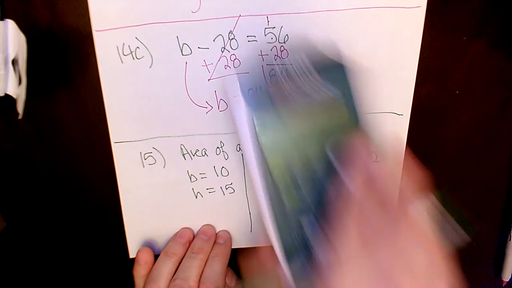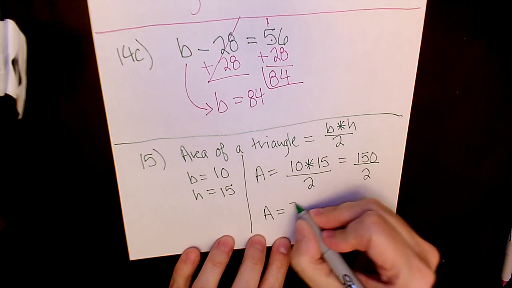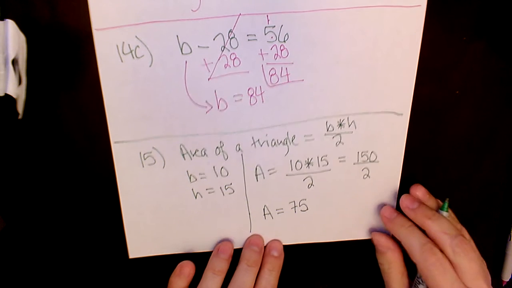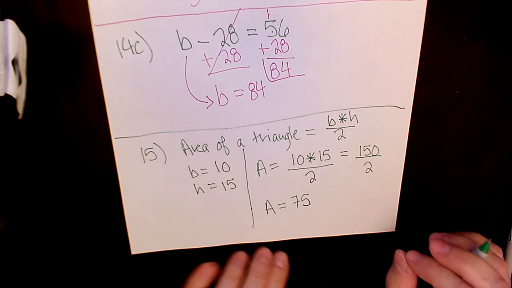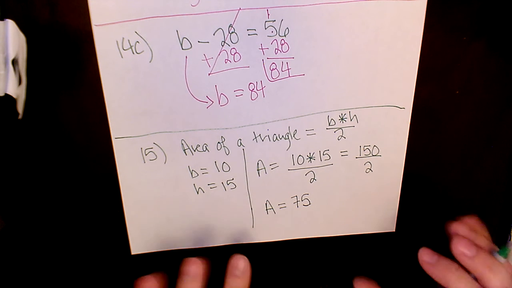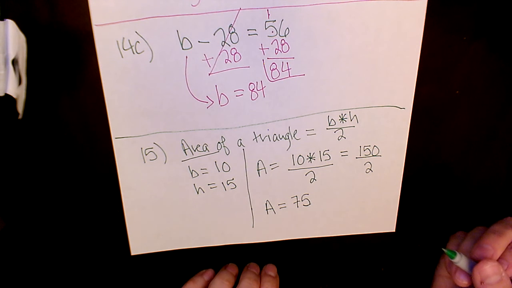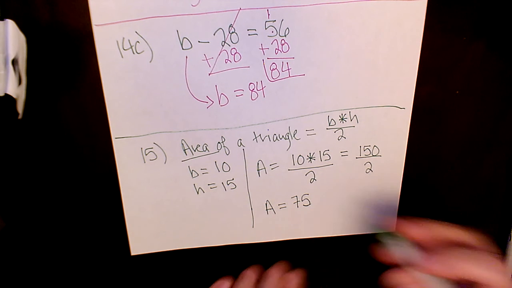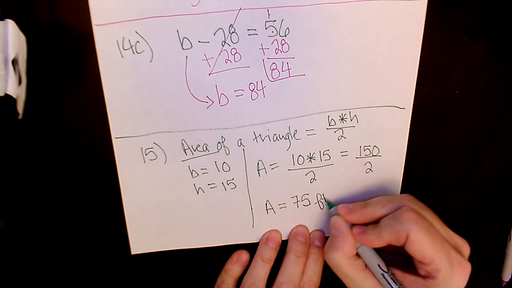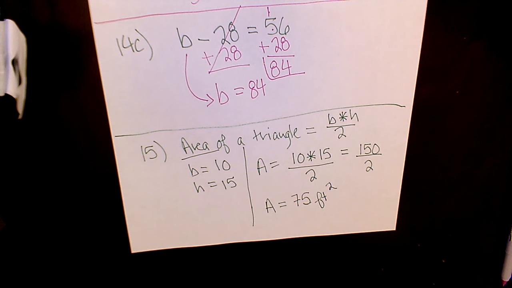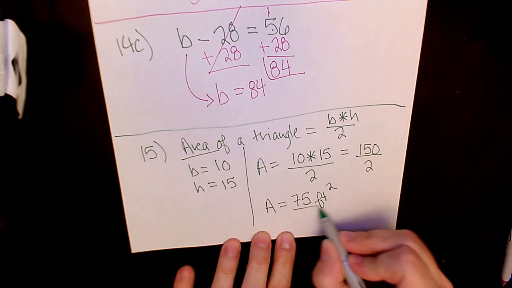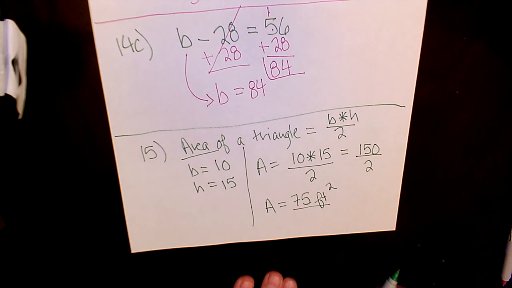So my answer is 75, and I need to put the correct measurement on here. So it's area, right? And I'm in feet, so it's 75 square feet, or feet squared. So make sure you put the correct measurement with that, because that's how the answers will be listed.